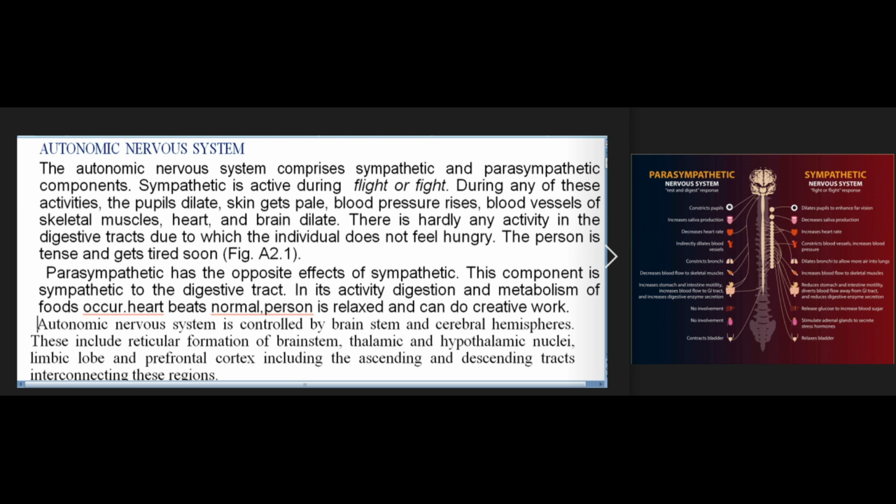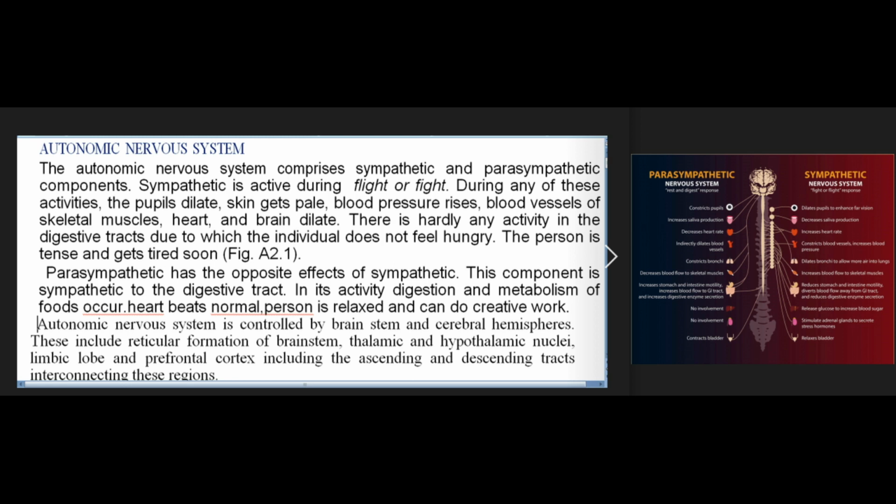Fig. A 2.1. Parasympathetic has the opposite effects of sympathetic. This component is sympathetic to the digestive tract. In its activity, digestion and metabolism of foods occur. Heartbeat slows. The person is relaxed and can do creative work.